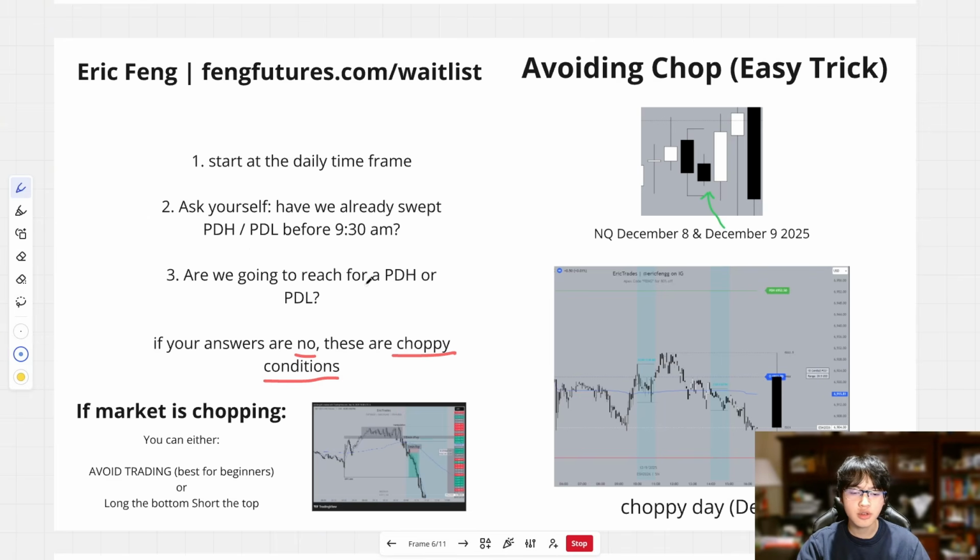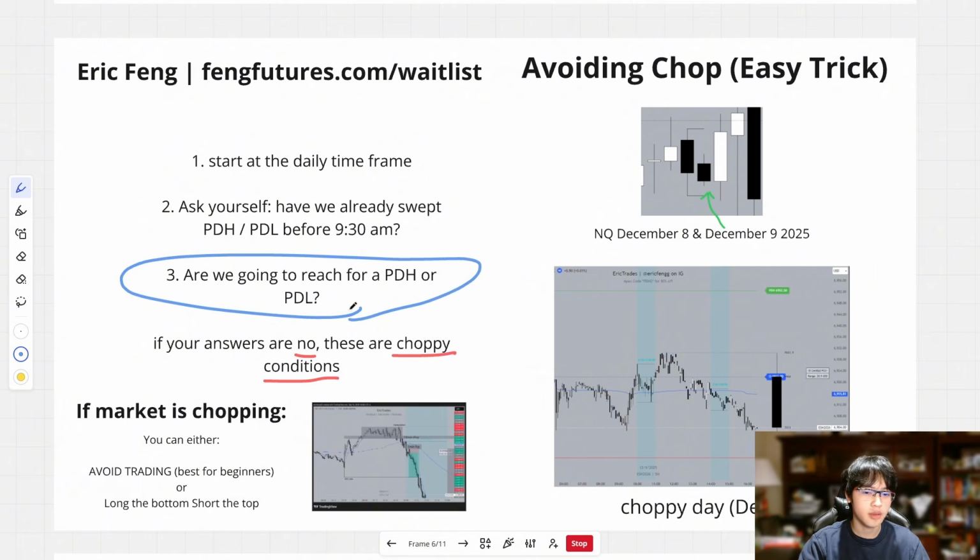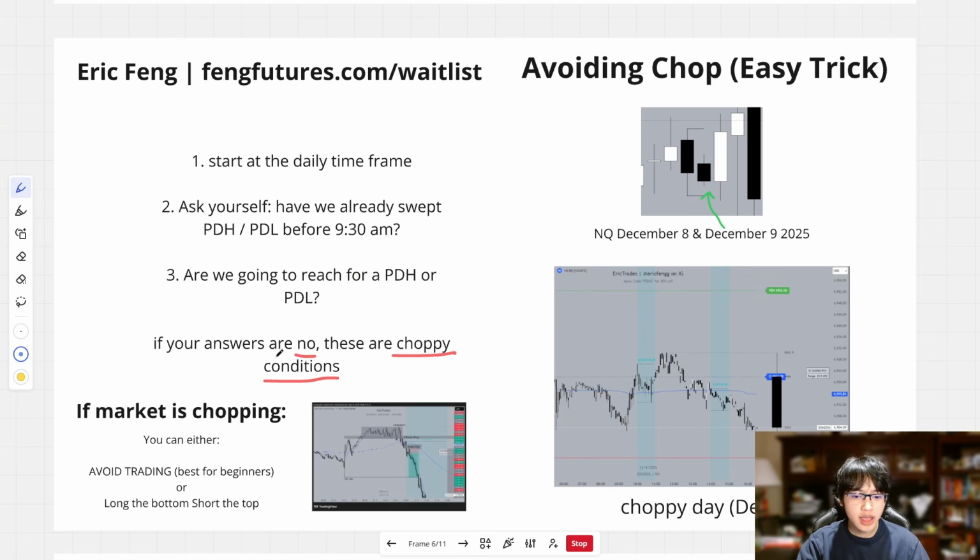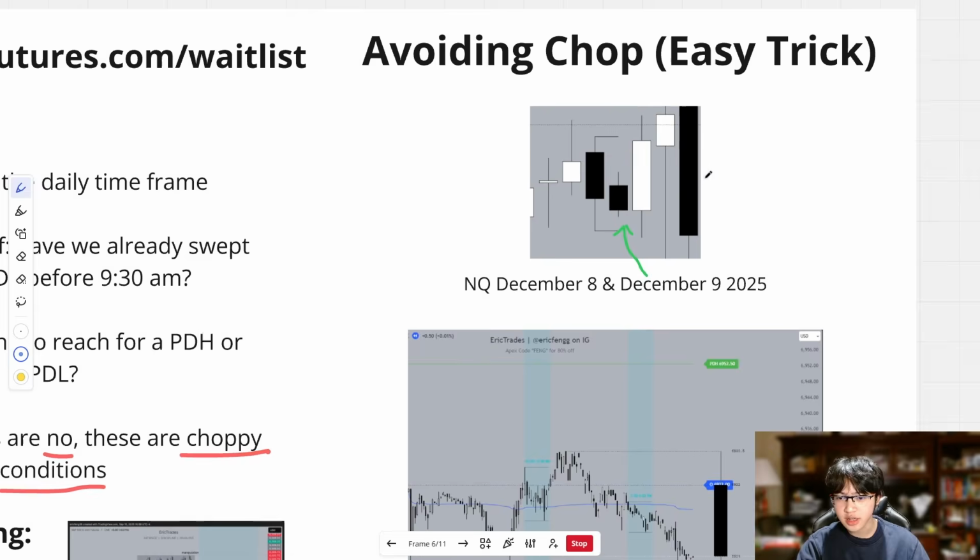And then the next question we're going to want to ask is, are we going to reach for a previous daily high or previous daily low? Is there enough volatility in the market within that day to actually reasonably go for a level? If your answers to those two questions are no, then we're going to have choppy conditions. So let's look at an example.